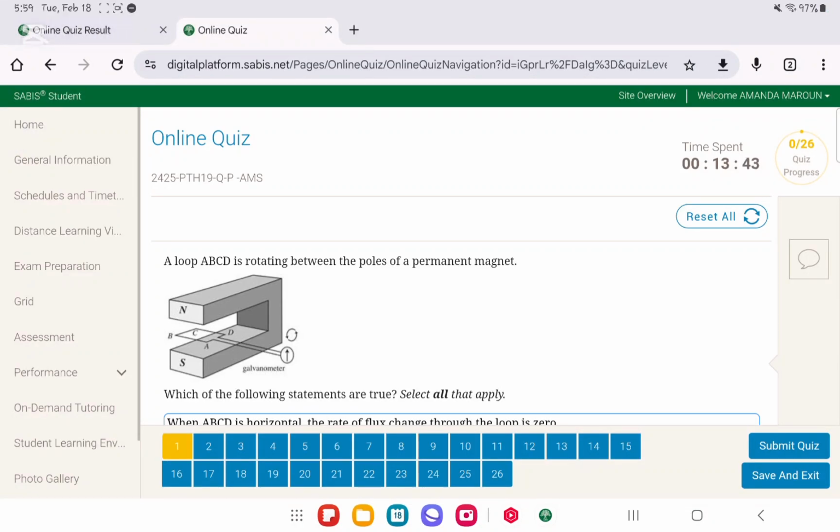So today I'll be explaining the physics AMS quiz of term 2 week 9. So let's start with the first question. A loop ABCD is rotating between the poles of a permanent magnet. Which of the following statements are true?